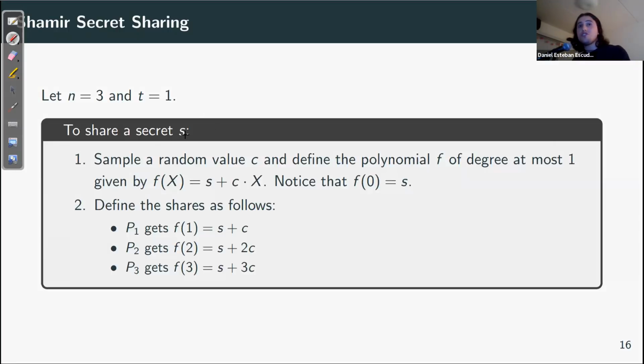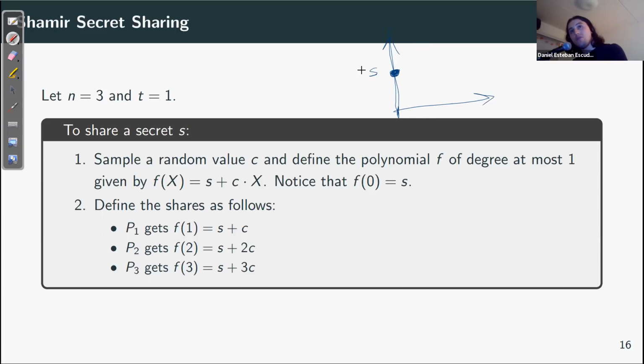If you want to share a secret S using Shamir secret sharing, you do the following. You sample a random value C and you define the polynomial f of degree at most 1 that is given by S, the secret, plus C times X. X is a variable. If you think about polynomials of degree 1 as lines in a plane, what this is saying is that literally you take S to be here, because the polynomial at 0 gives you S. The line has to pass through this point, and then you choose the slope at random. So C is the slope of this line.